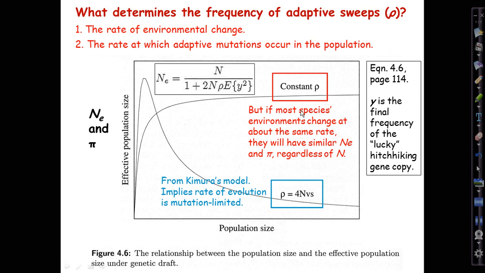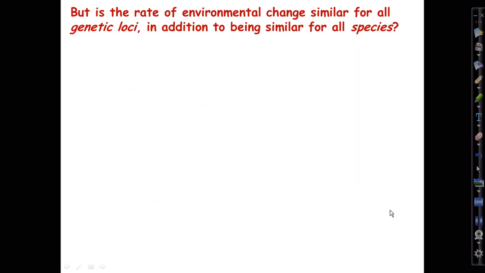But if most species' environments change at the same rate, because nature is nature, then they might turn out to have strangely similar values of the effective population size and pi, the way we estimate effective population size, regardless of their true N. To repeat that point again, which is also what we see over and over again in the data.